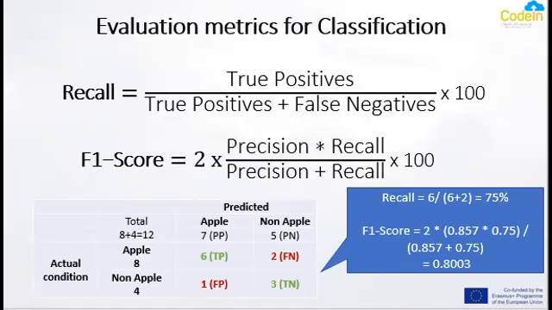The F1 score is a balanced measure that combines both precision and recall. It provides a single value representing the model's overall performance by considering false positives and negatives. F1 score is calculated using the harmonic mean of precision and recall. After performing the calculation, we obtain an F1 score of 0.8003 in this model, indicating a balanced performance of the model in capturing both precision and recall.